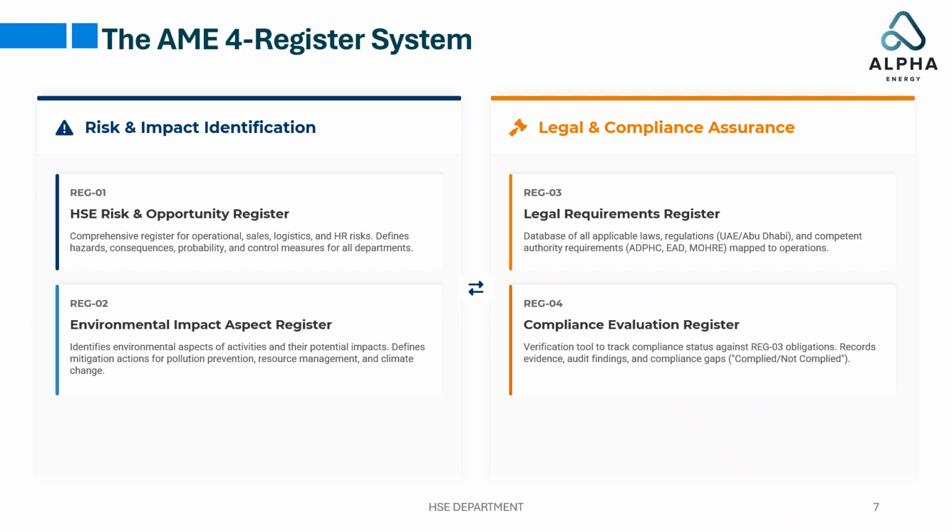Under legal and compliance assurance, the system includes the Legal Requirements Register, Reg 03, which serves as a database of applicable UAE and Abu Dhabi laws and regulatory requirements from authorities such as ADPHC, EAD, and more, mapped to operational activities, and the Compliance Evaluation Register, Reg 04, which verifies compliance with these obligations by documenting evidence, audit findings, and compliance status, identifying whether requirements are complied with or not.